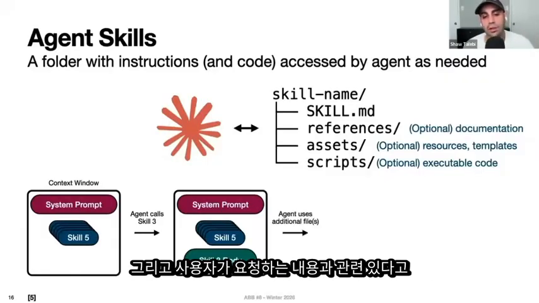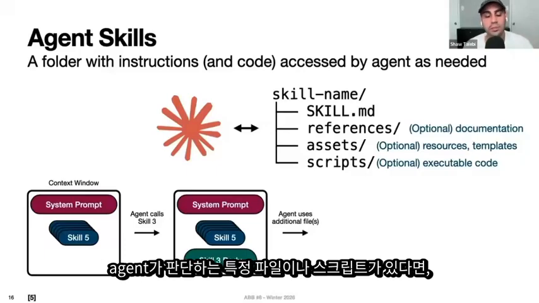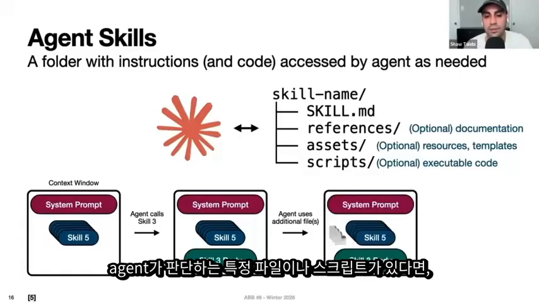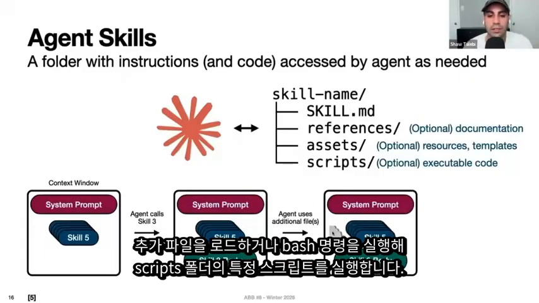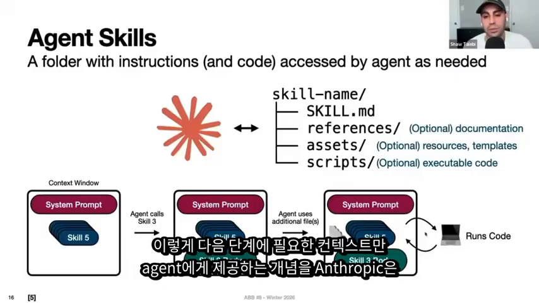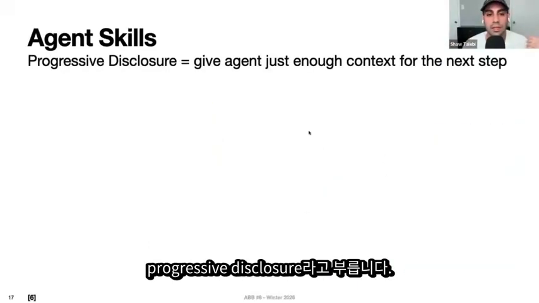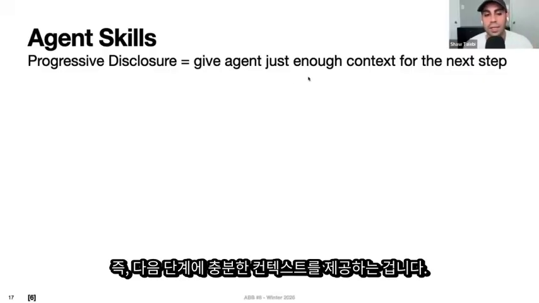And then if there are specific files or scripts that the agent thinks are relevant to whatever the user is asking for, then it'll load in additional files, or it will execute bash commands to run specific scripts in the scripts folder. And so this idea of just giving the agent the context it needs for the next step is something that Anthropic calls progressive disclosure. So this is just giving the agent enough context for the next step.